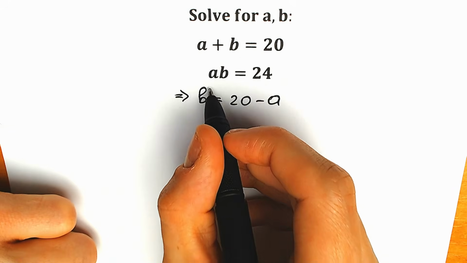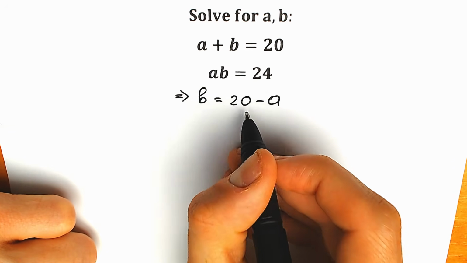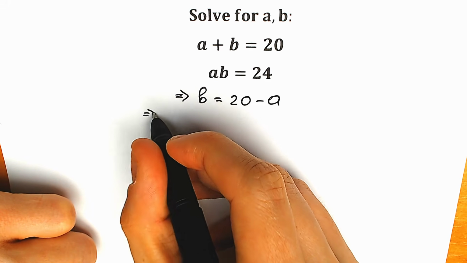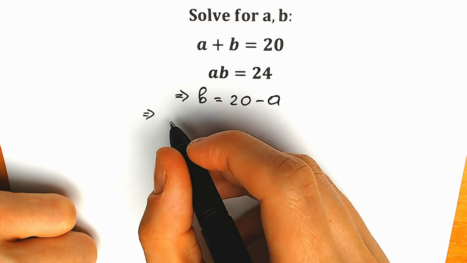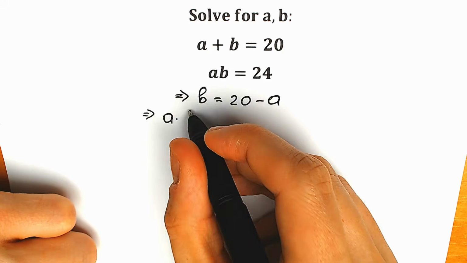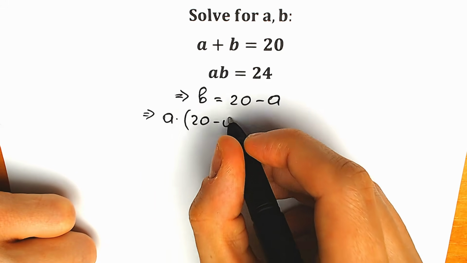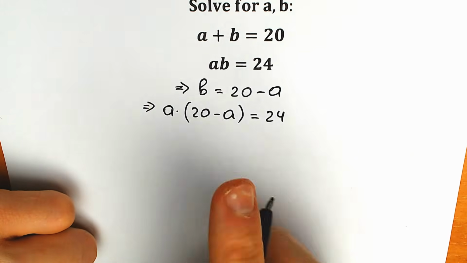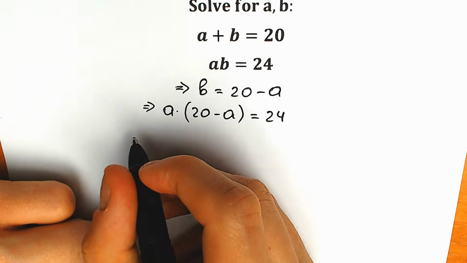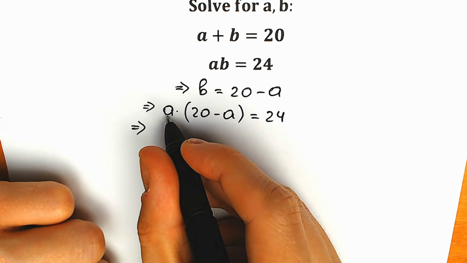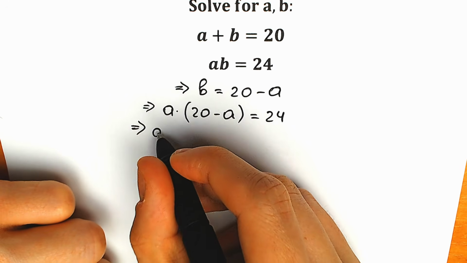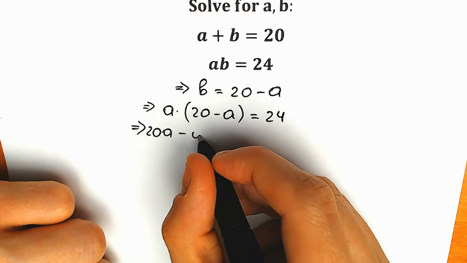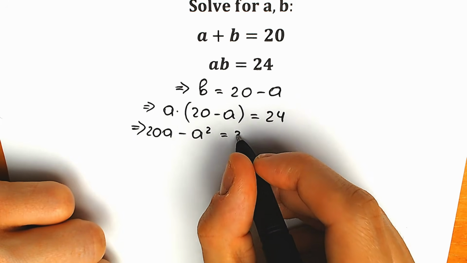Right now we can plug in this b. Instead of b, we're going to plug in 20 minus a into the second equation. This is a classic method for solving this system of equations. So we have a times (20 minus a) equal to 24. Now let's simplify it. We multiply a by the parenthesis, so we have 20a minus a square equal to 24.